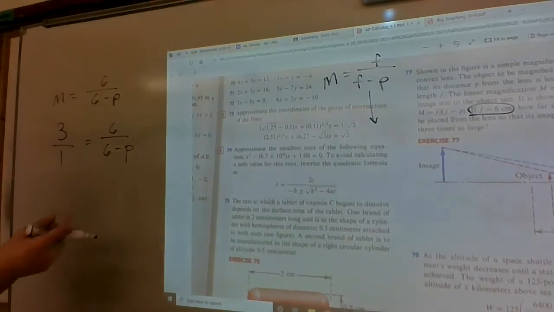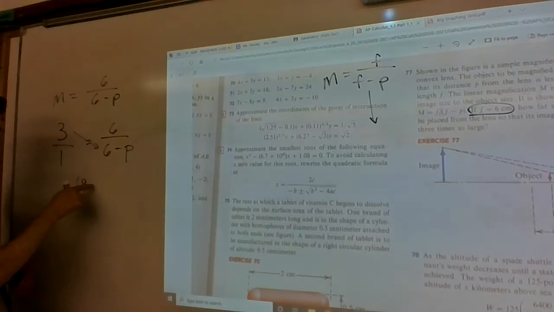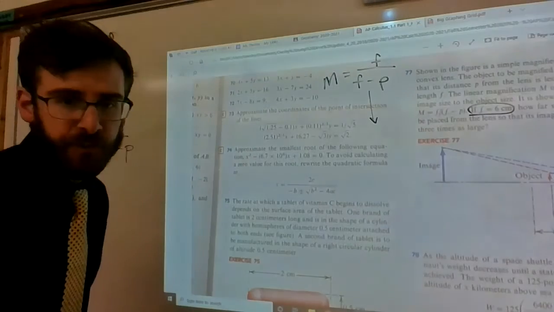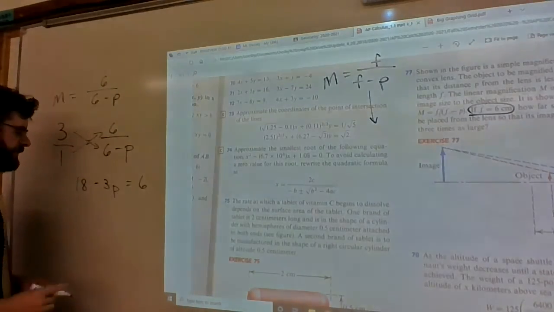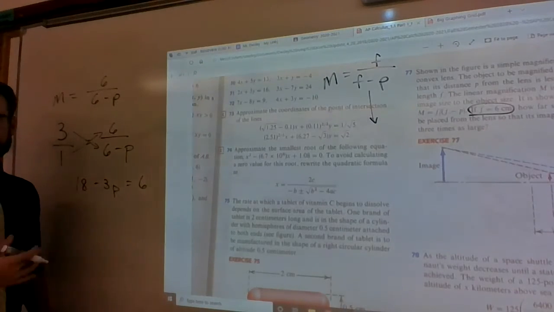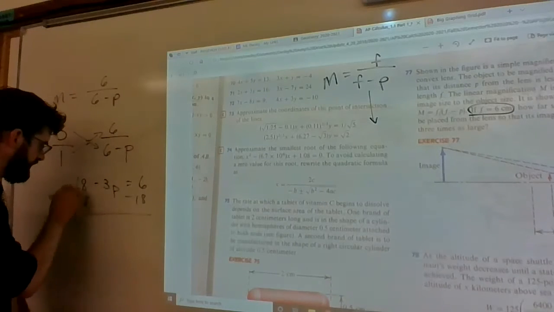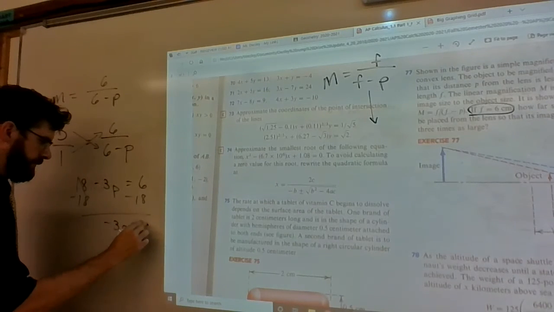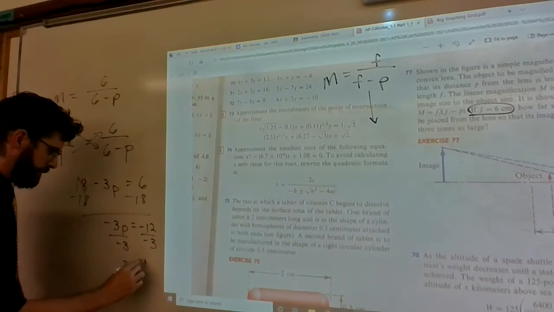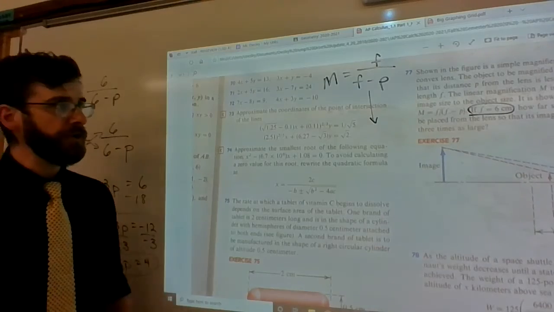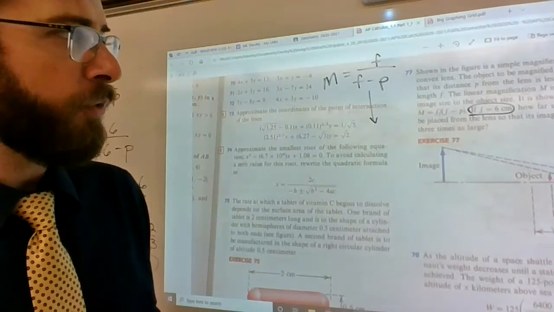At which point we just have to cross multiply. So 3 times 6 is 18. 3 times negative p is negative 3p. And then that all equals 6. You're left with a basic math 1 equation to solve this thing. So subtract 18 from both sides and divide by negative 3. So your final answer is, how far should the object be placed from the lens? Should be about 4 centimeters.